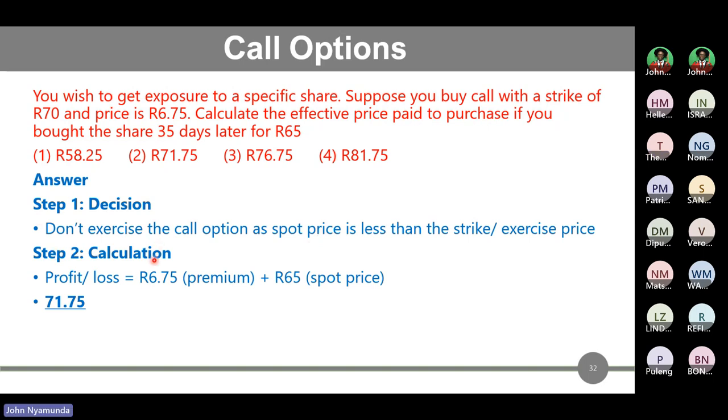Actually, people were right. So what do you do? You don't exercise the call option. Why? You wish to get exposure to a specific share. Suppose you buy a call with a strike, and the price is 670. Because this price is lower than that, therefore you don't exercise. So you then say 6 rand 75 plus 65, which is 71.75. Ladies and gentlemen, we are going to move, unless someone has a question.